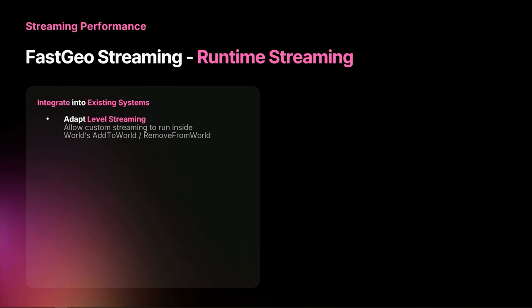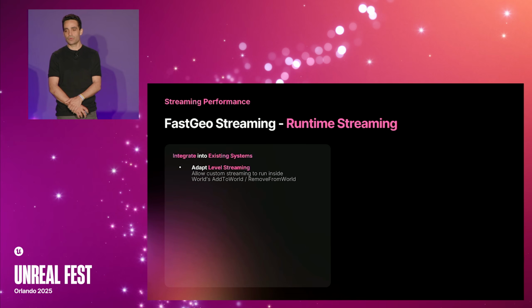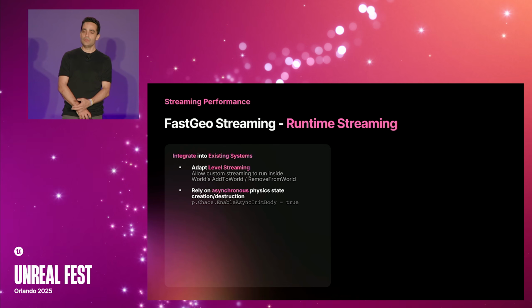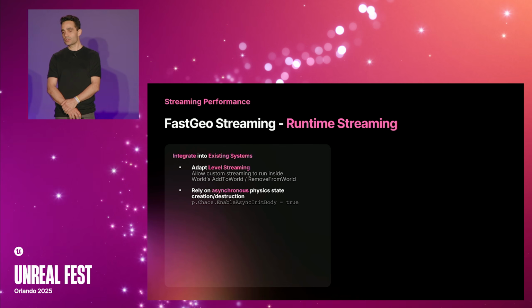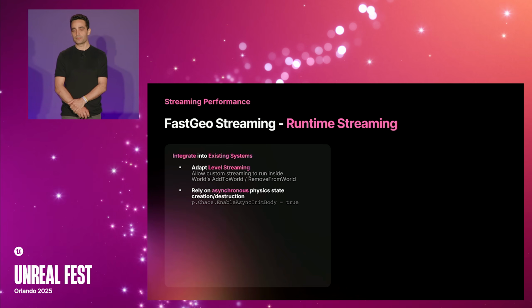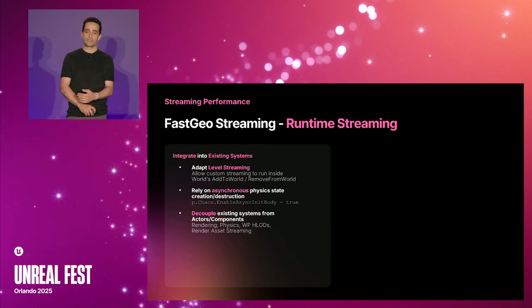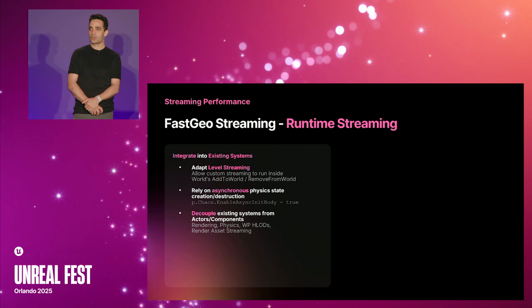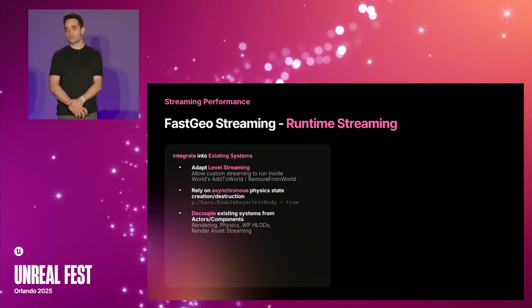As for the runtime streaming of the Fast Geo content, the level streaming was modified to allow custom streaming when levels are added or removed. And Fast Geo streaming relies on the new asynchronous physics state creation instruction, so this Chaos CVAR needs to be enabled. Several systems were adapted to support decoupling from actors and components, more specifically the rendering, the physics, the world partition HLOD subsystem, and the render asset streaming manager.